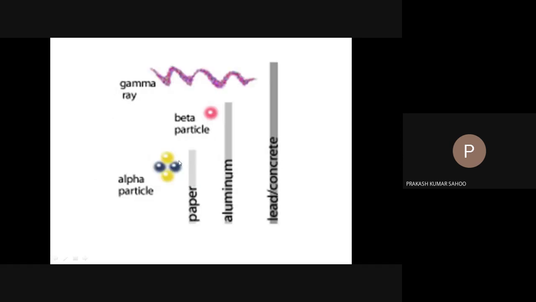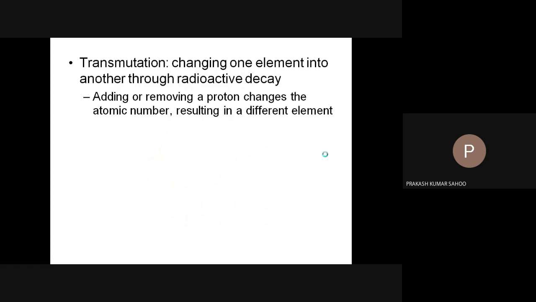So if I go for the penetration power, the alpha ray, which has the highest mass, can be stopped by a paper. Followed by the beta ray, which is an electron or positron, it can be stopped by an aluminum foil or aluminum sheet. Then gamma rays can be stopped with lead or concrete. So these have the highest penetration power, followed by beta and alpha.